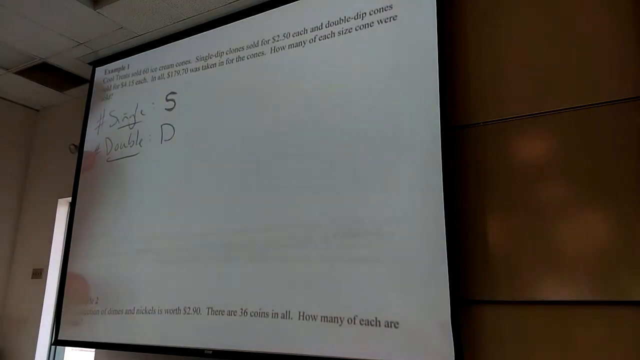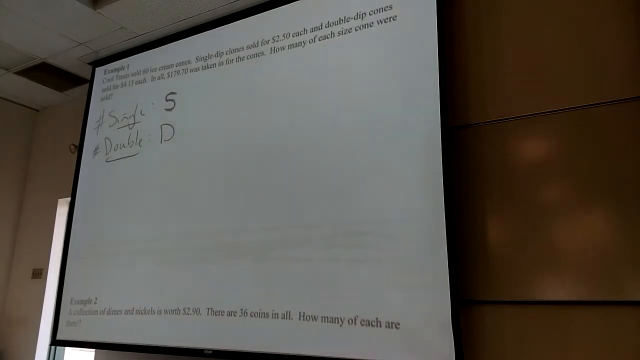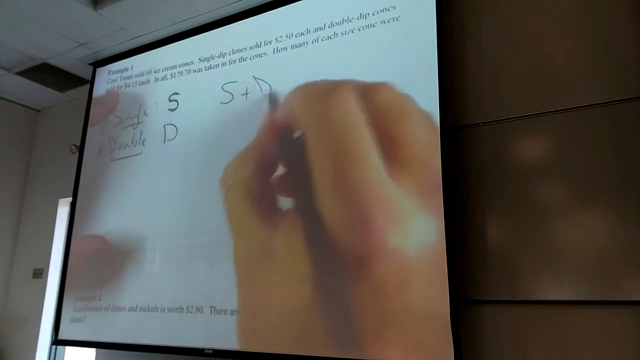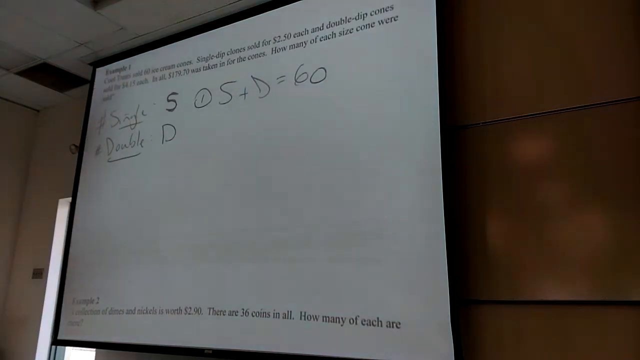Cool, I like it. So this isn't always true, but you take a look to see, is this a total kind of problem? Is there a total that will be an easy equation? Is there a total number of something? Oh, yeah, total combs. There's a total of 60 combs. Now the other one's going to involve bringing the money in. That's going to be a little bit more complicated, but not too bad. So if I take the number of single dip combs plus the number of double dip combs, I should get 60. Now how do I bring the money in?